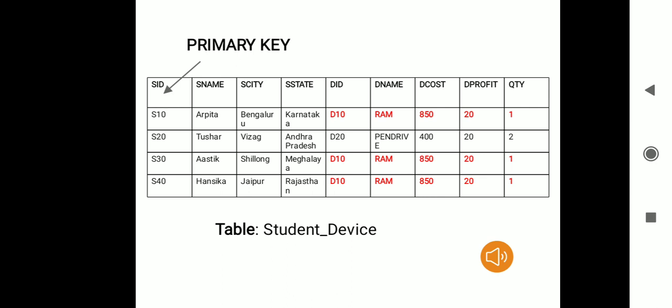However, if you consider the columns DID, DNAME, DCost, DProfit and QTY, you will notice that there are duplicate entries for these columns as represented by the entries with color red. Each colored entry holds the values D10 for DID, RAM for DNAME, 850 for DCost, 20 for DProfit and 1 for QTY. In such cases, we may encounter three types of problem. Those are insert anomaly, delete anomaly and update anomaly. Let's understand how it occurs.